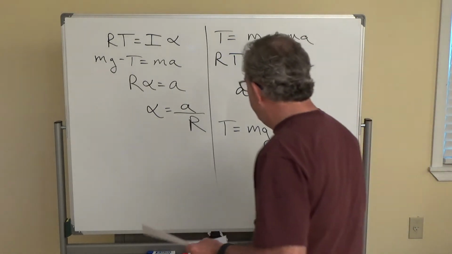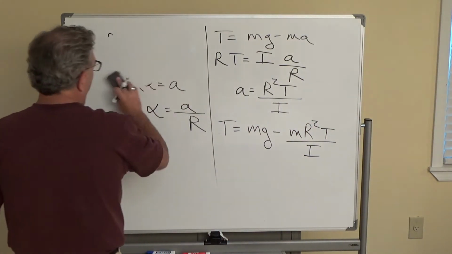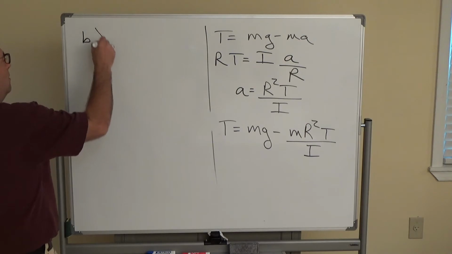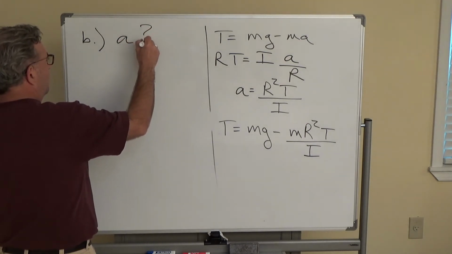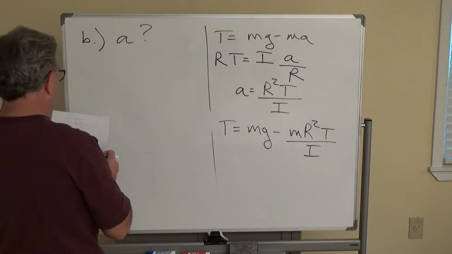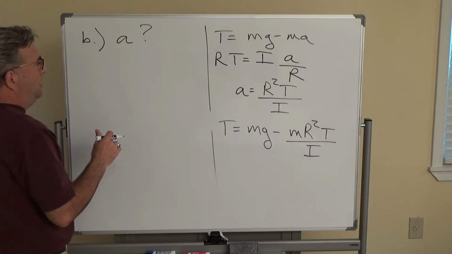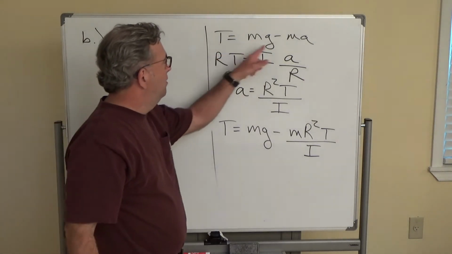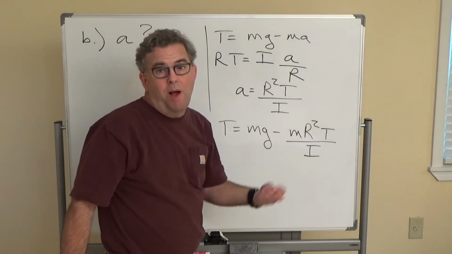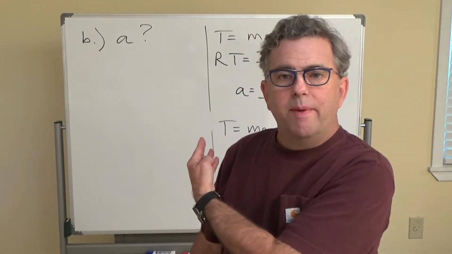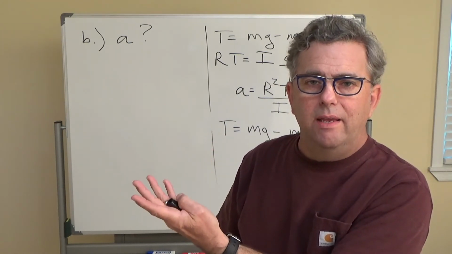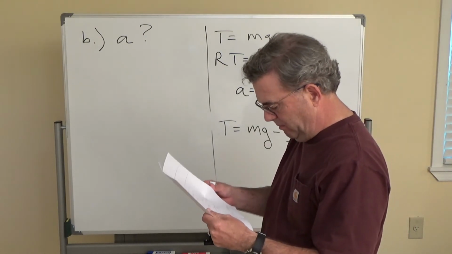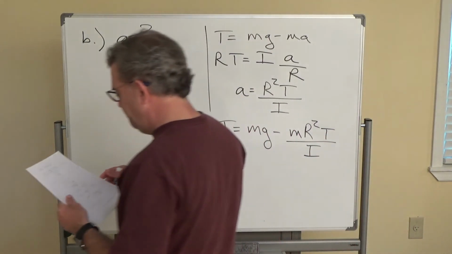Then in part B, that was part A. In part B, they ask you for the acceleration of the falling mass. Well, you just calculated T here, use this equation. If you have T, you can easily calculate a. You might do part B first. Eliminate T and solve for a, and then solve for T. It doesn't matter. One is about the same as the other.